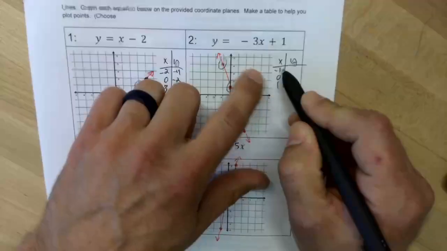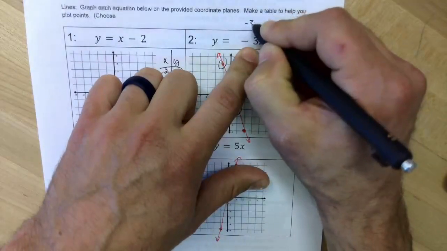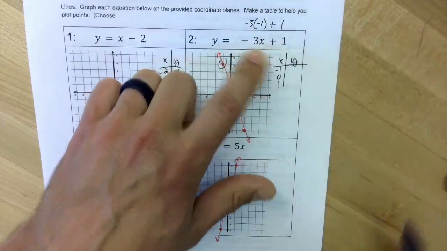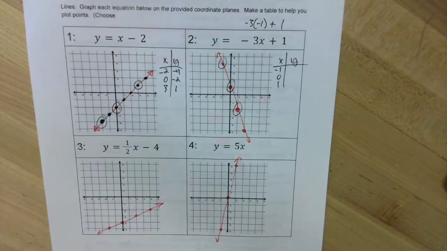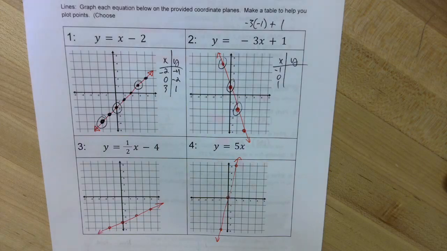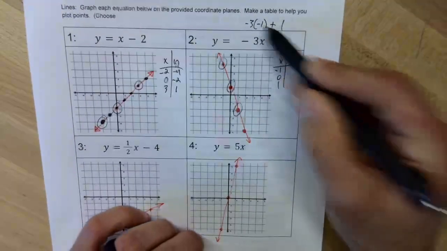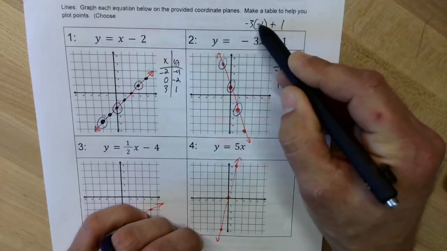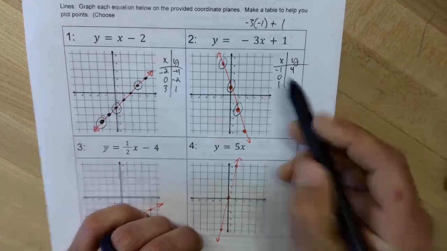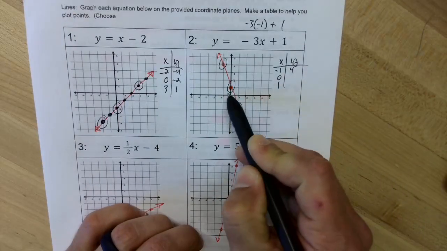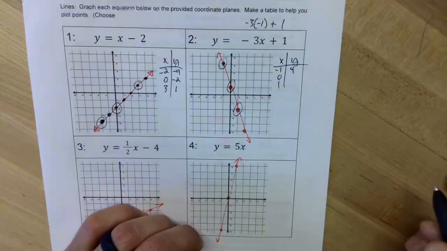-1. So again, if I plug in -1 here, -3 times -1 plus 1. Okay, guys, if you're not getting these right, don't try to do this in your head. If you're getting it wrong, do something different. Okay? So -3 times -1 is +3 plus 1 is 4. So the point -1, 4 should be on the graph. Left 1, up 4. There it is.